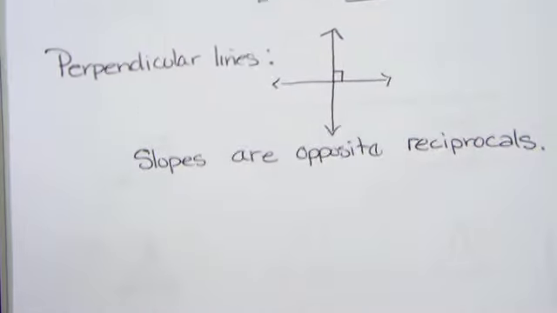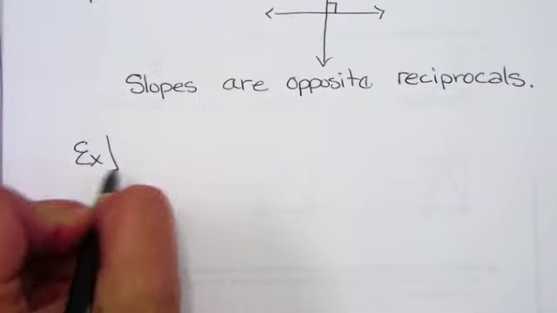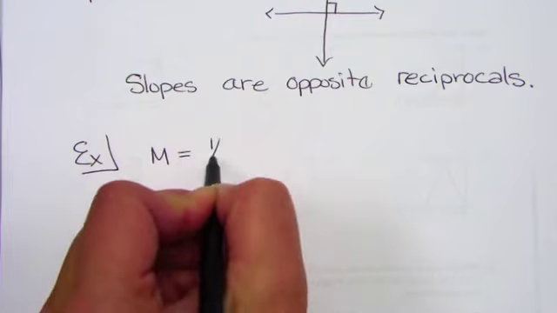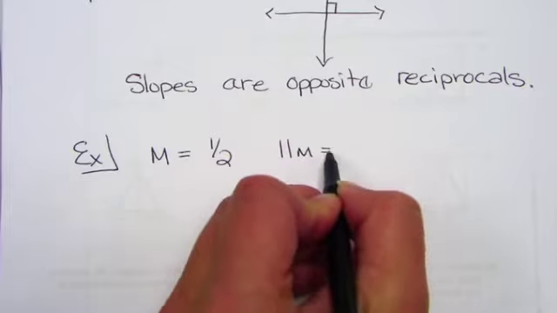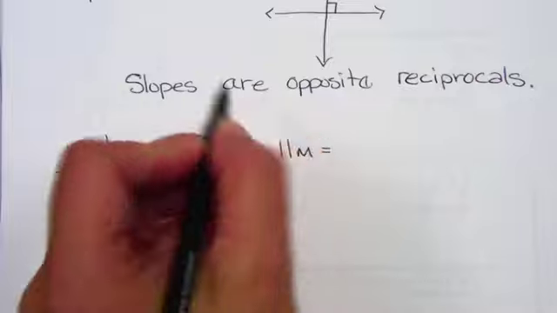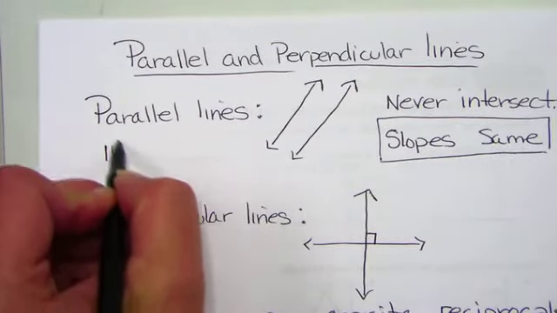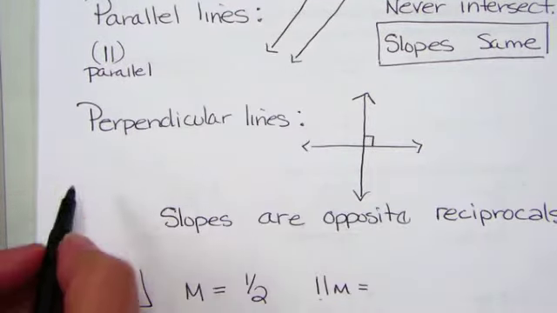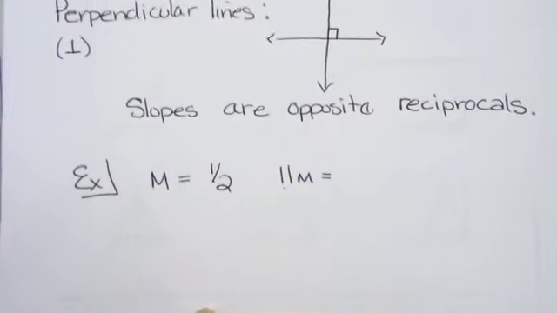Okay? So, a couple examples of this. If I give you a line and it has a slope of 1/2, then a line parallel to that, this is the symbol for parallel. Okay, so if I do two lines up and down, that is the symbol for parallel. And the symbol for perpendicular is actually an upside down T. Okay, go back to my example.